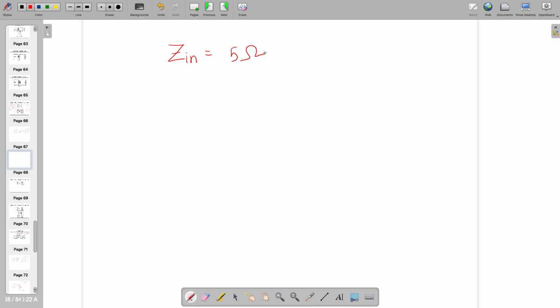If I am saying Zin equal to 5 ohm, it does not mean that it's 5 ohm every place. This is dependent on frequency. This is the value for a given frequency. I'm working at a particular frequency.